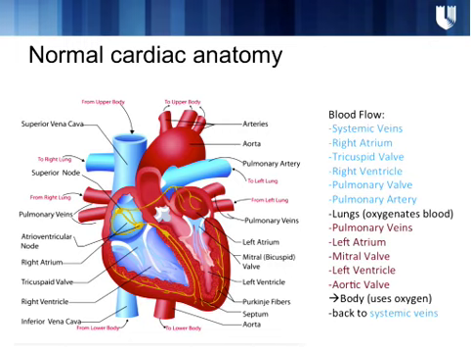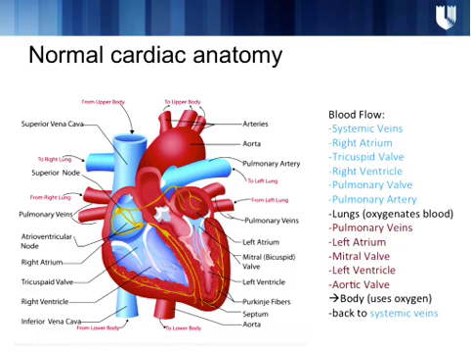So we'll follow a red blood cell as it goes through the heart and through the body. On the left, you see a diagram of the heart in cross-section, and on the right side, I've outlined the blood flow through the heart. Blood returns from the body to the superior vena cava and inferior vena cava as the deoxygenated, or blue, blood cell, enters the right atrium, then crosses through the tricuspid valve into the right ventricle.